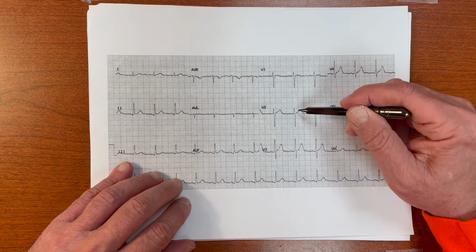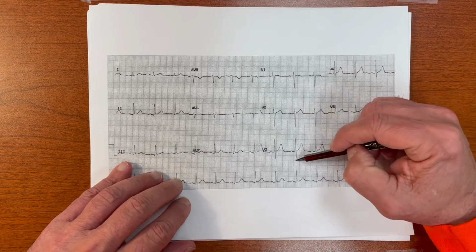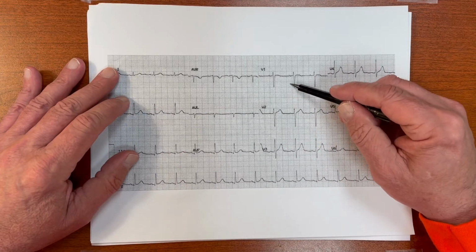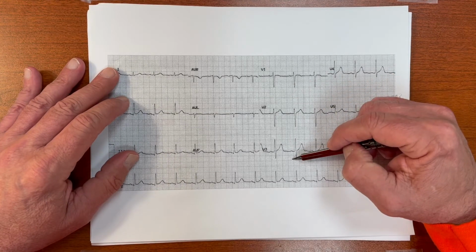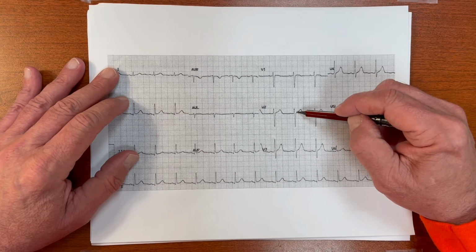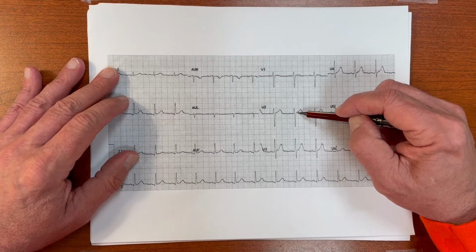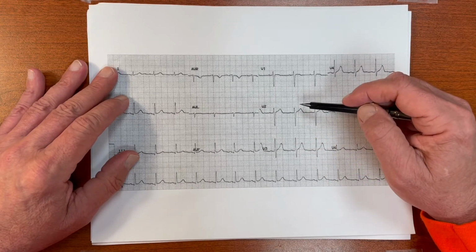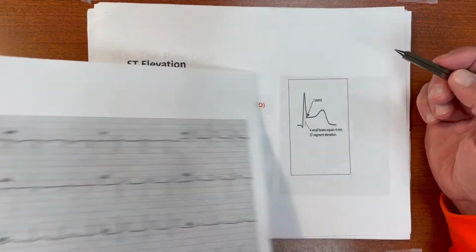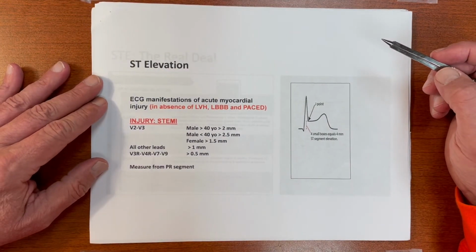So this just illustrates a point that in a normal tracing in these leads, most notably in the septal leads, ST segment, J point elevation, therefore ST segment elevation that is mild, and here barely noticeable, does exist, okay? So we have to differentiate normal from abnormal, all right?